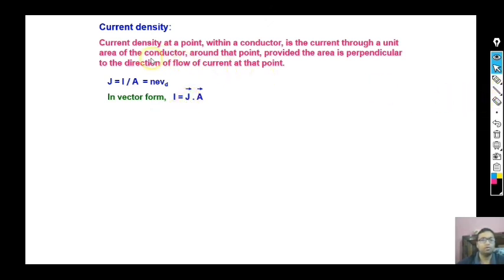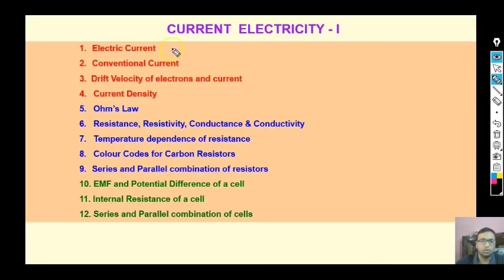We have learned what is current density. Now let me summarize all the topics that we have learned today. The first topic that we covered today was electric current. We learned its definition. Then we got to know about conventional current, that is the direction of positive charge is our conventional current, or it is opposite to the direction of electrons.